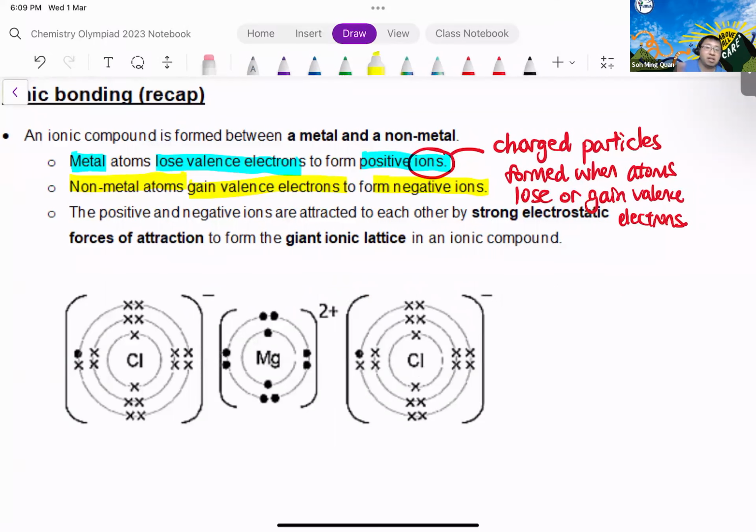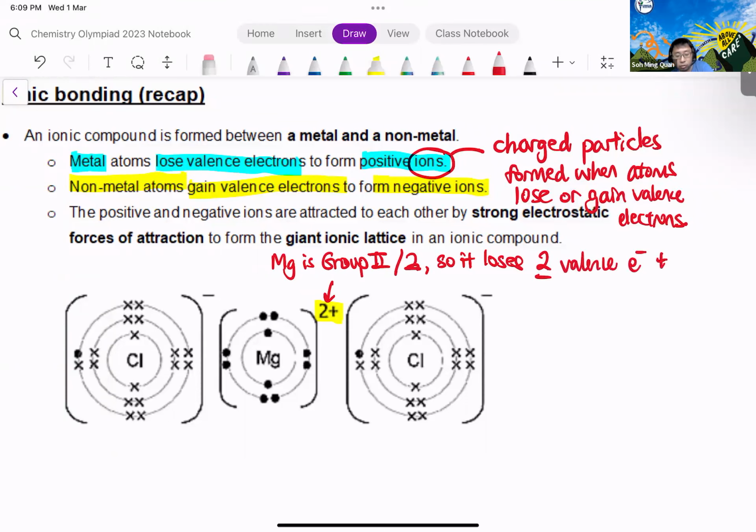Okay, so this is magnesium chloride. As you can see, magnesium forms 2+. How do you know it forms 2+? Mg is group 2. And because it's group 2, it loses 2 valence electrons to form the ion with a 2+ charge.